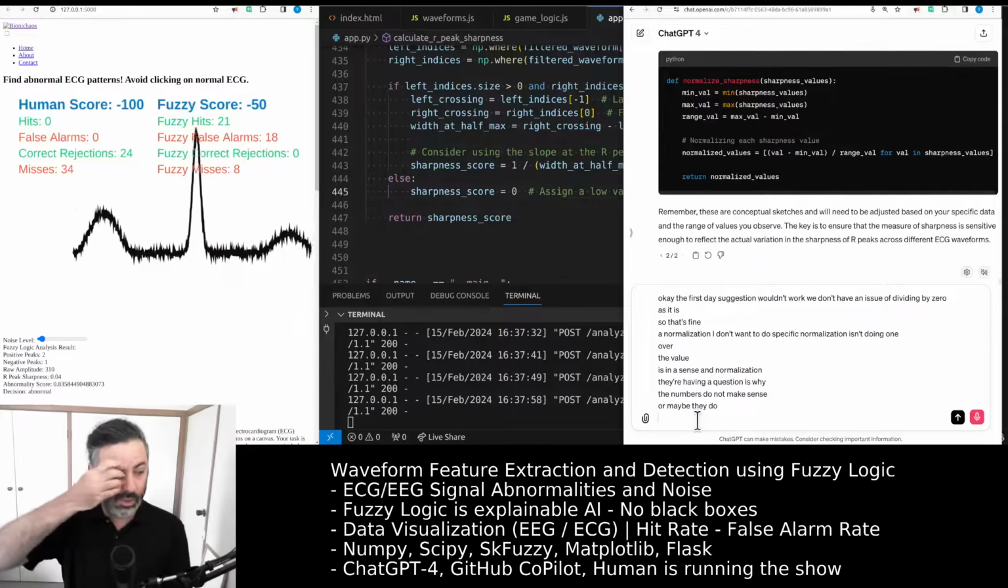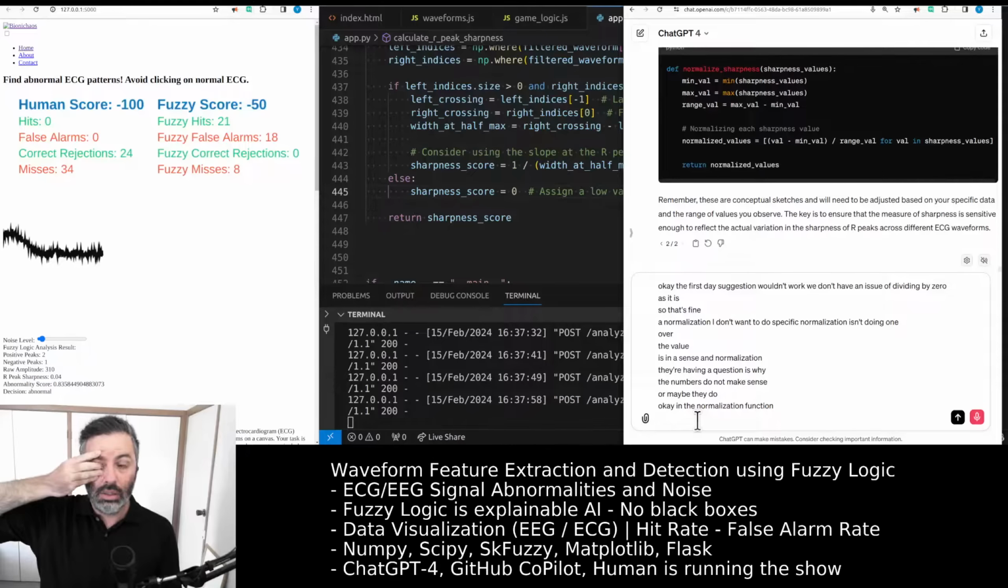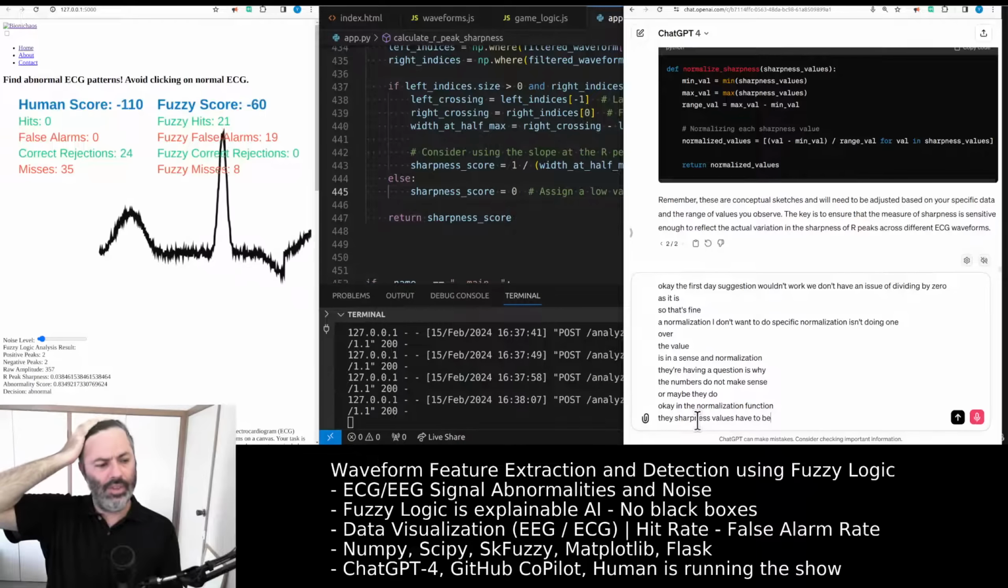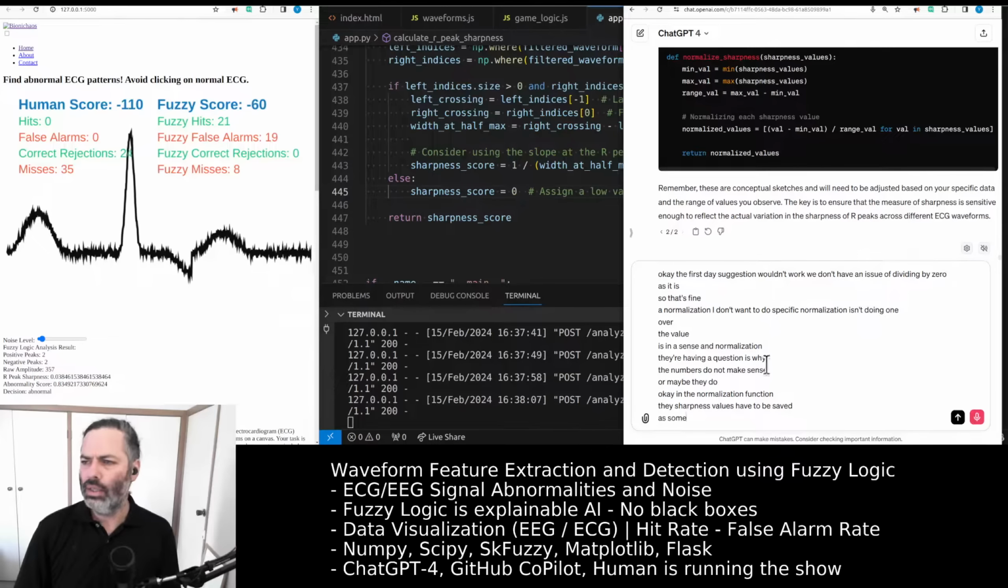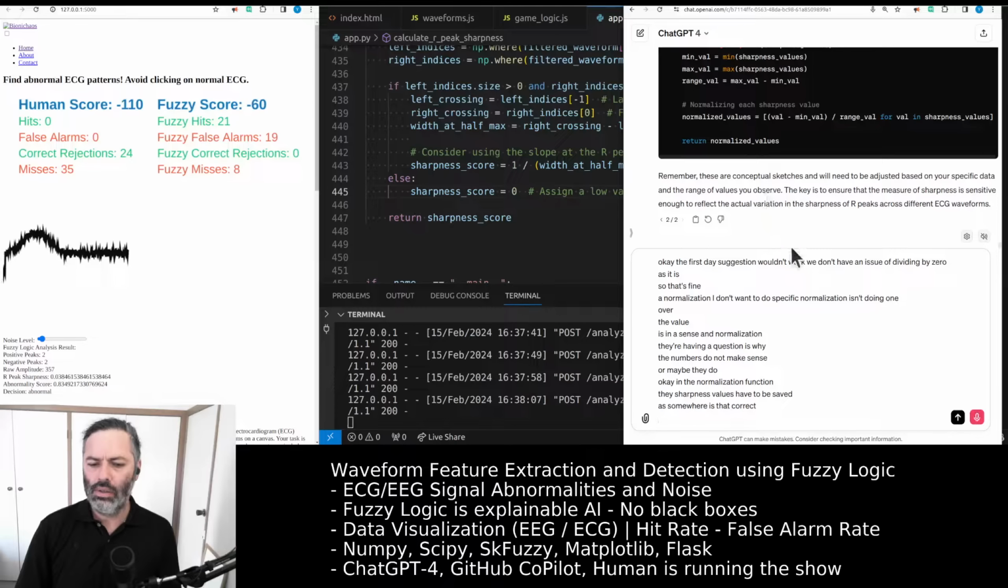Okay, in the normalization function, the sharpness values have to be saved somewhere. Is that correct? Yep.